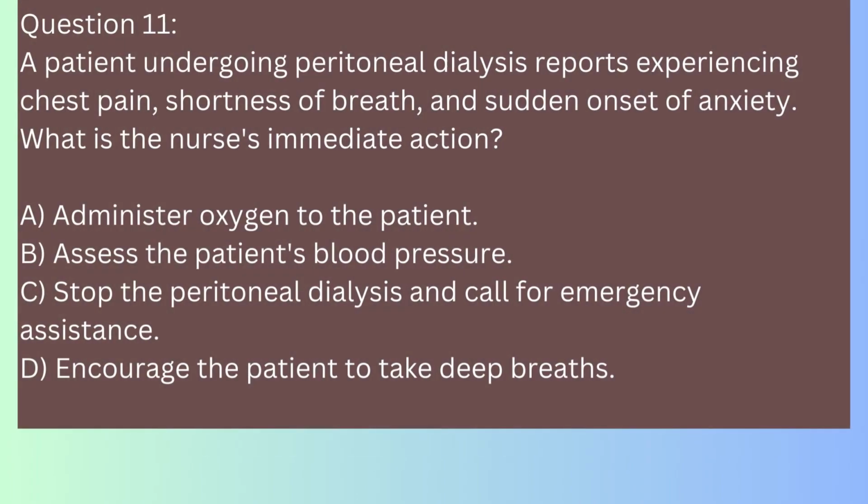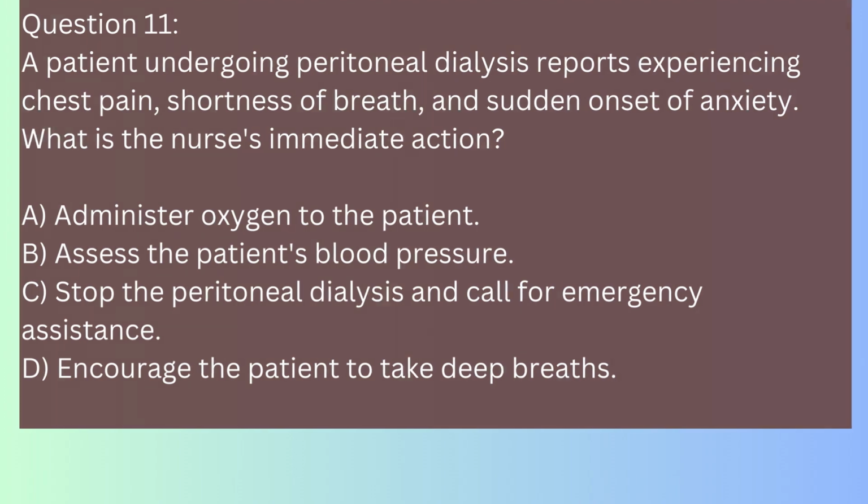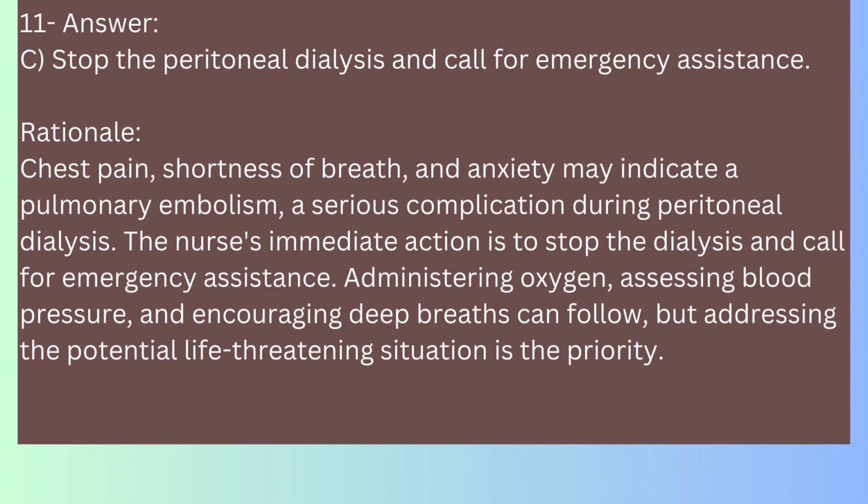Question 11. A patient undergoing peritoneal dialysis reports experiencing chest pain, shortness of breath, and sudden onset of anxiety. What is the nurse's immediate action? A. Administer oxygen to the patient. B. Assess the patient's blood pressure. C. Stop the peritoneal dialysis and call for emergency assistance. D. Encourage the patient to take deep breaths. Answer 11. C. Stop the peritoneal dialysis and call for emergency assistance.